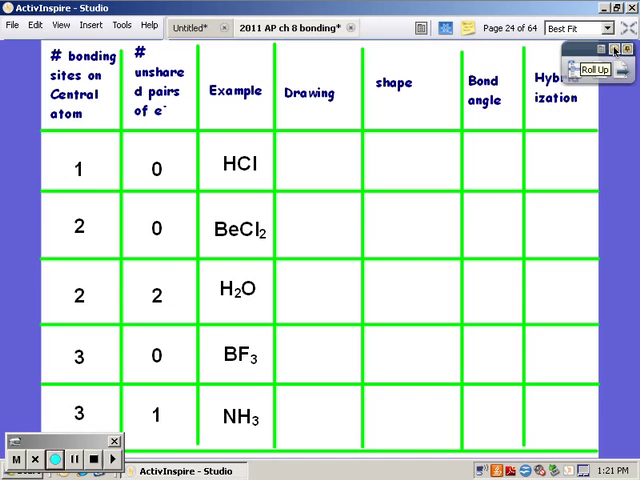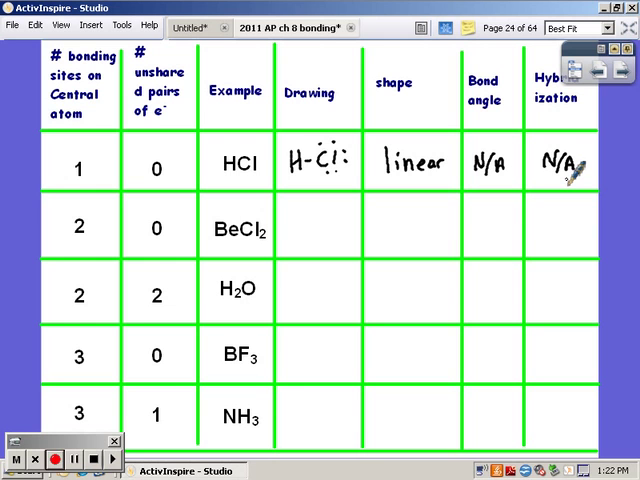If you have one bonding site and no unshared pairs of electrons, such as HCl, the shape's going to be linear. We do not have a bond angle because we only have two items, which makes a line, not an angle. And no hybridization, or at least don't worry about it.